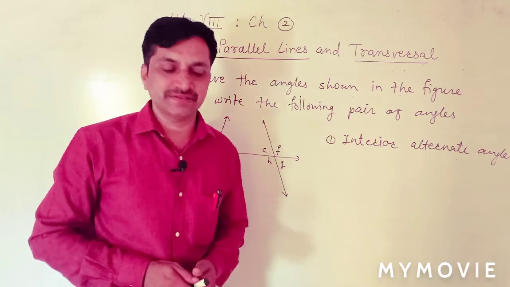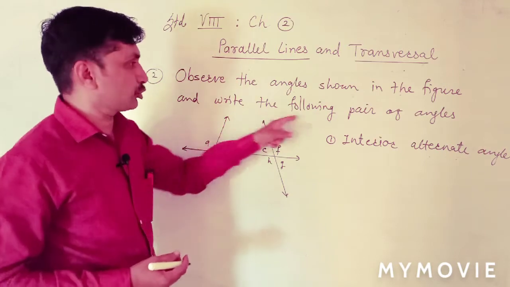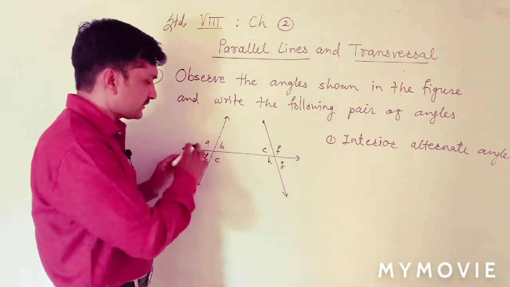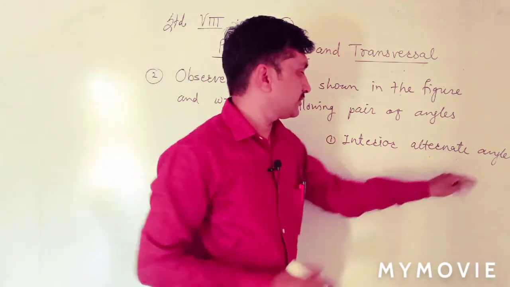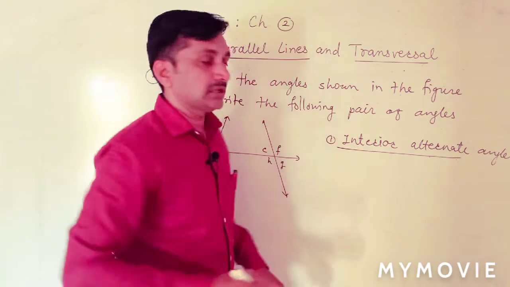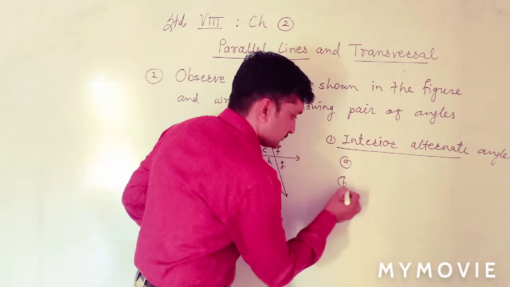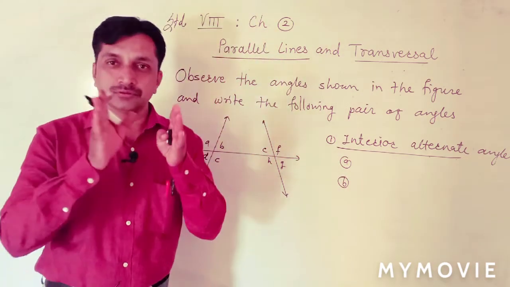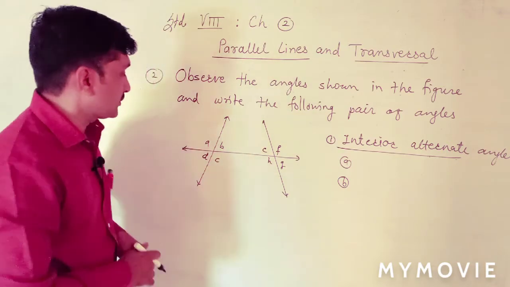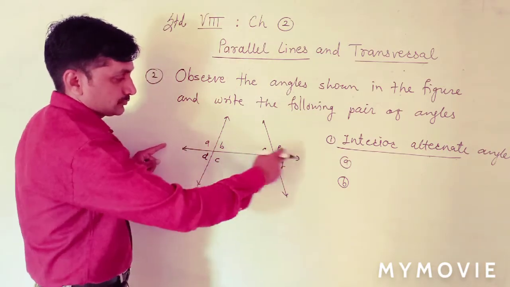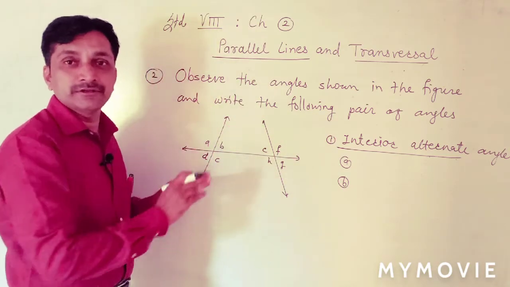Question number 2 of practice set 2.1. Observe the angles shown in the figure and write the following pairs. Now here the angles are A, B, C, D, E, F, G, H. First we want to write interior alternate angles. Now how many pairs of interior alternate? 2 pairs only. Interior means between parallel lines and alternate means on opposite sides of the transversal. Now here the transversal is this line, because this line is intersecting these 2 lines. That's why that single line is called the transversal.